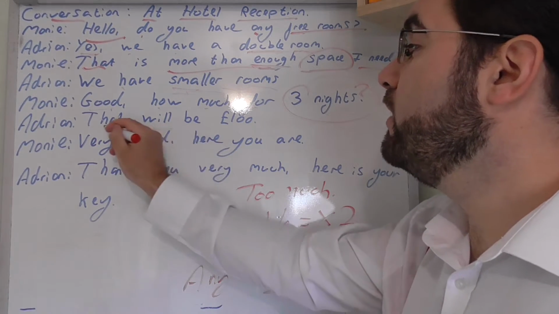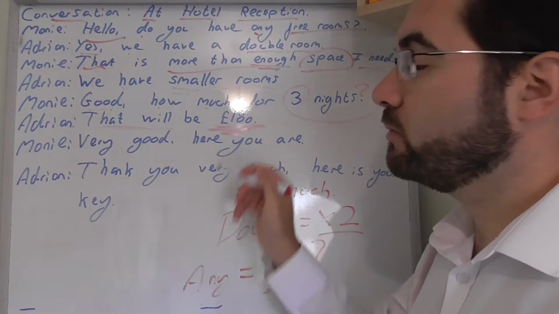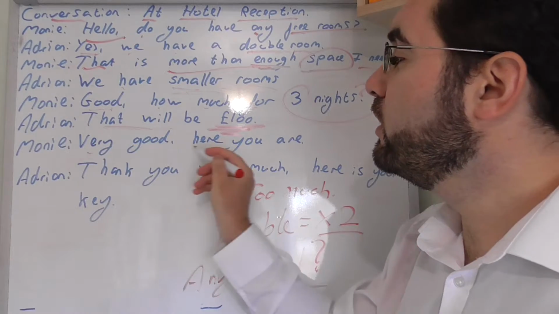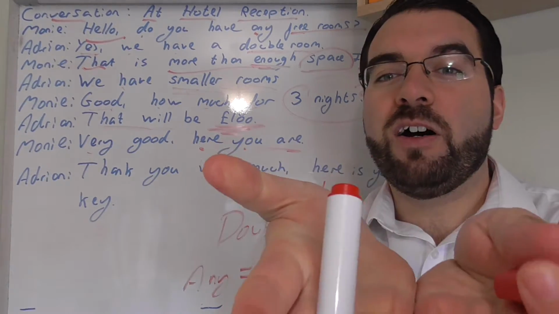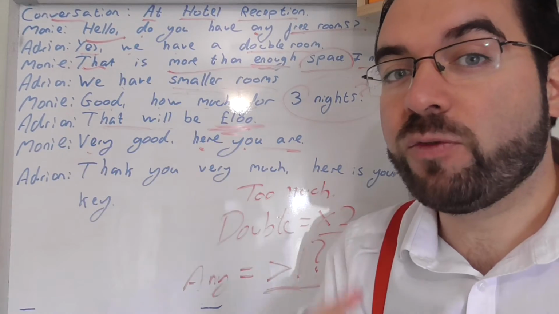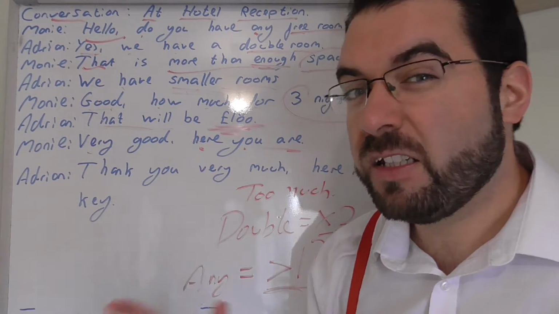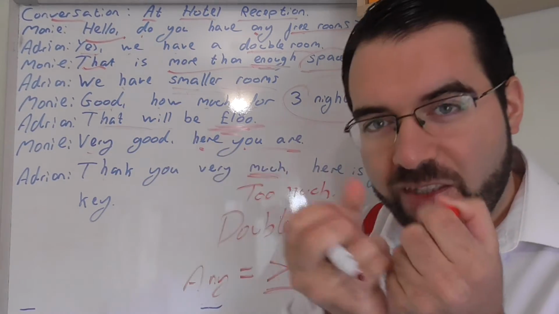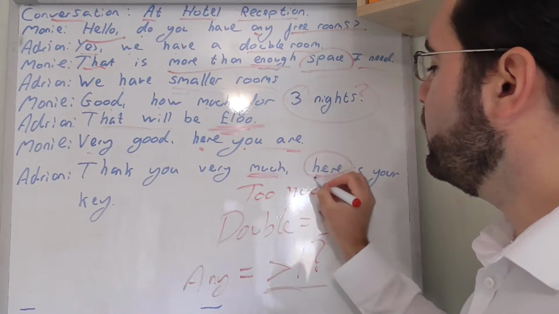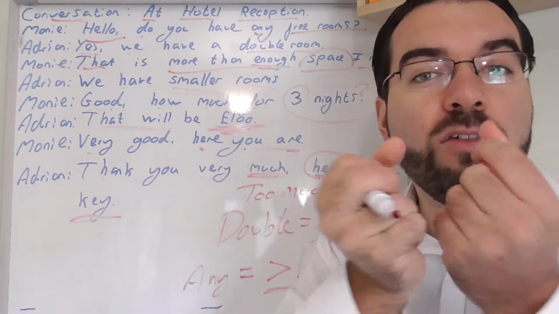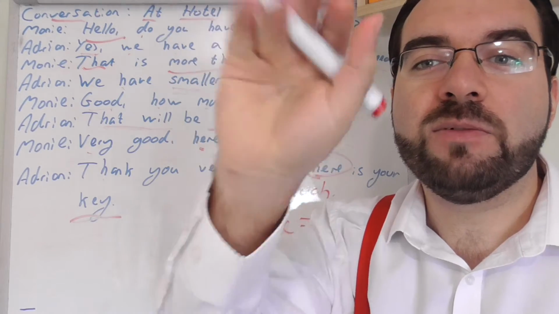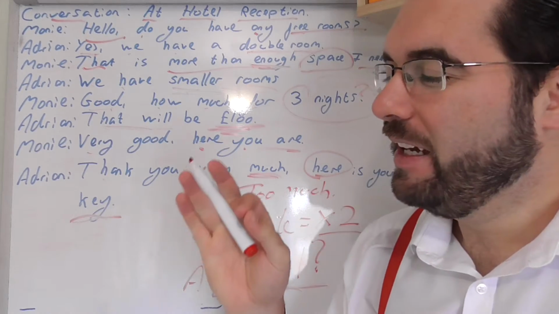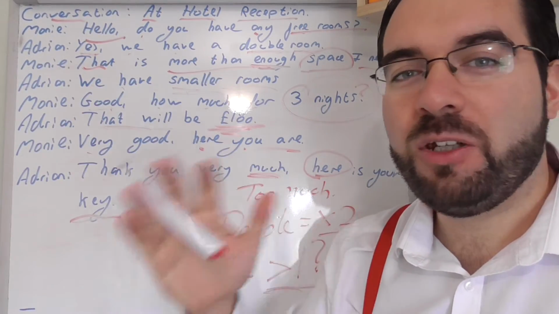So that will be £100. £100. Here you are. Oh, very good. Here you are. So £100 for 3 nights. So it's £33 a night, roughly. Thank you very much. Here is your key. Thank you very much, £100. Here is your key. The key. How cool is that? And with the key, enter the room, lock it, and beyond.